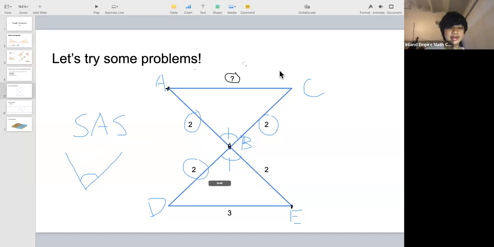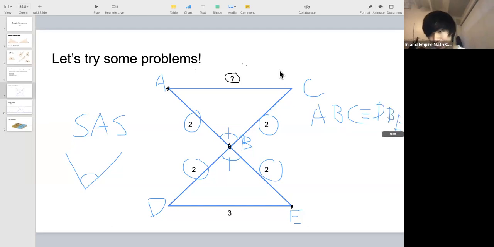and this side length and this side length, but we also know the angles between them. So triangle ABC has the same angle between the same two sides as DBE, right? Does that make sense? So these two triangles are congruent by SAS. We can write that by saying ABC is congruent, giant equal sign, DBE. It's kind of going off the page a little bit, but yeah, ABC is congruent to DBE.